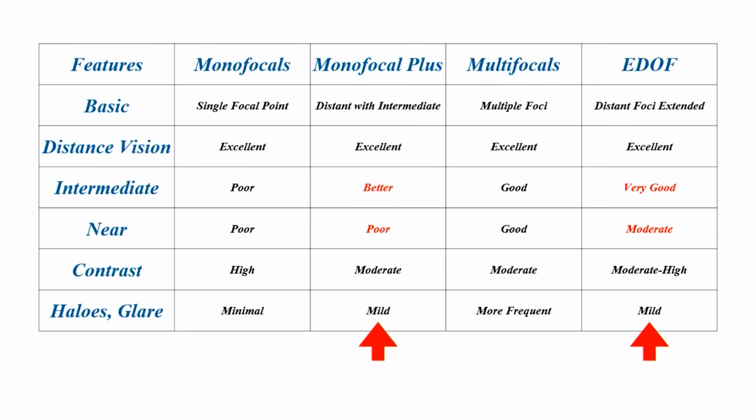So as we just looked at now, the monofocal plus is better than monofocals for intermediate, and equally poor as the monofocals for near, whereas the EDOF is better for intermediate and moderate for near. So that's the difference.